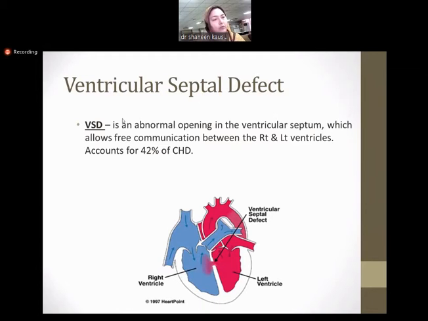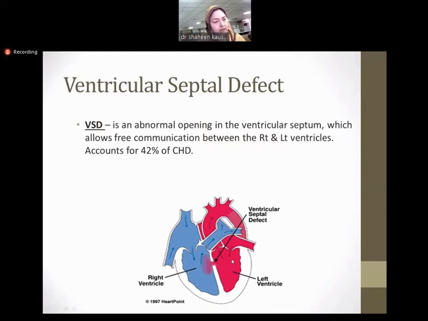It is an abnormal opening in the ventricular septum that allows free communication between the right and left ventricle. It accounts for 42% of congenital heart defects, and it is the most common congenital heart disorder. You can see in this picture that previously in atrial septal defect, there is a communication between the two atria. Here there is a communication between the two ventricles.